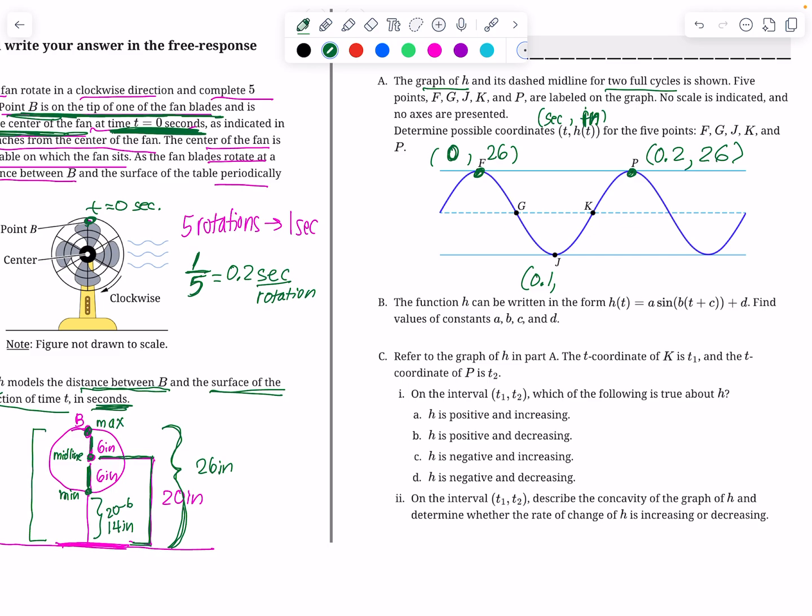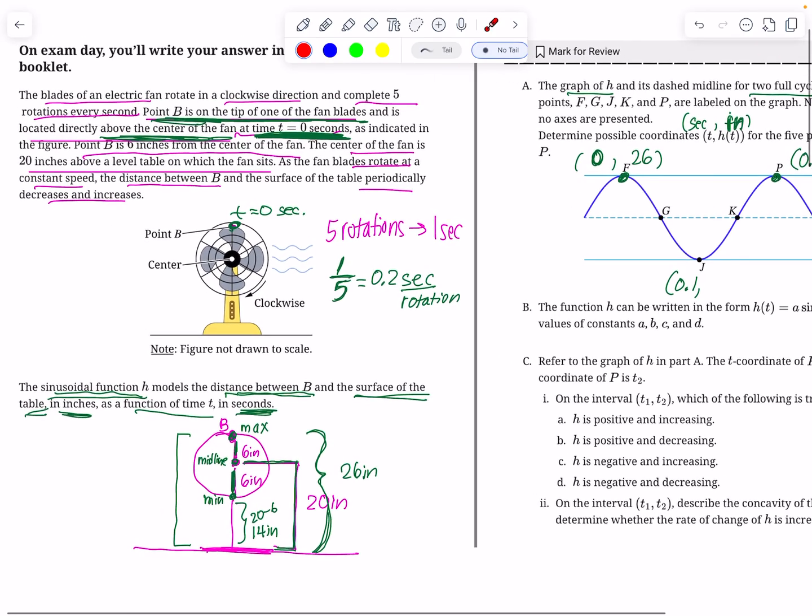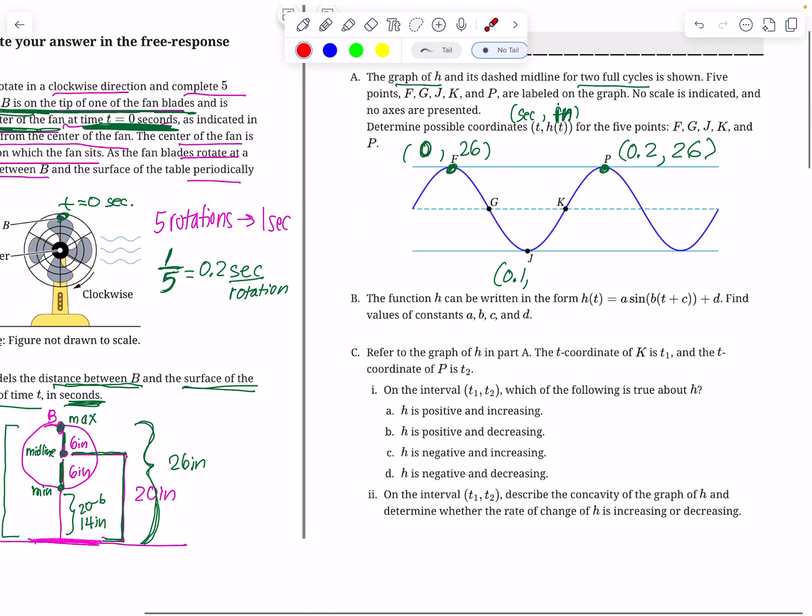And then now, remember, this is our minimum, right, because it's at the bottom. And the minimum, if you remember, the minimum that this point can be is 14 inches. Okay, so let's put 14. Okay, so far we found the coordinates for F, J, and P.